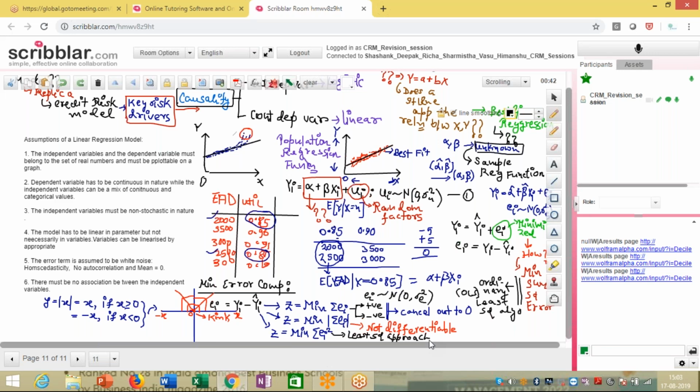Devoshmita, Deepak, Akhilesh, Vasu, Shashank, you.